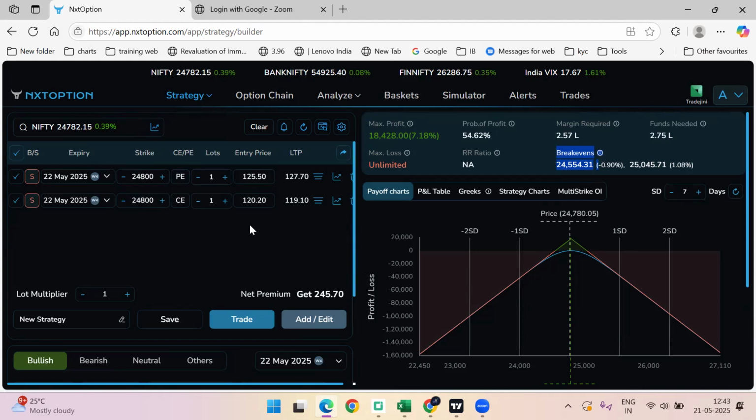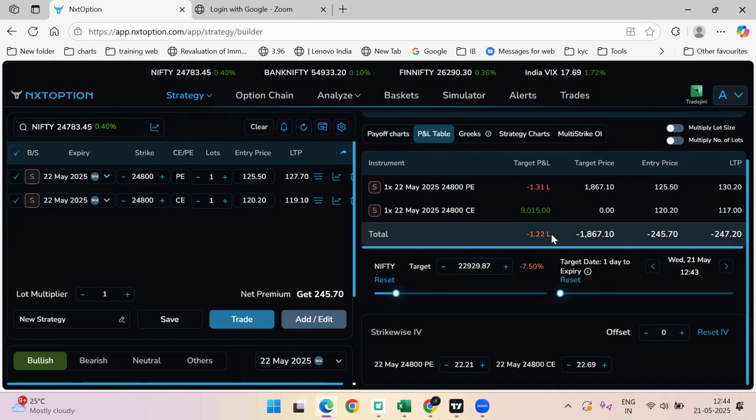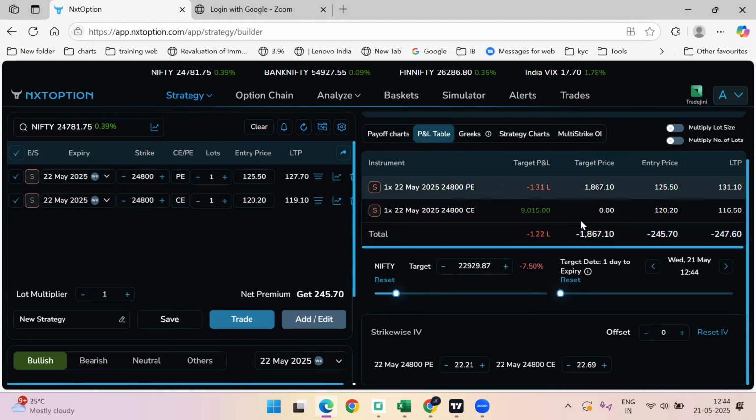Assuming that you have a fair understanding of it, you can directly click on trade, and you need to have a margin of 2,57,000 in your account, and the trade gets executed. Before you execute the trade, you can also see what would happen if the market goes to something like 22,900. Then your max loss would be 1,22,000. So you can project what your max loss can be by changing the levels here.